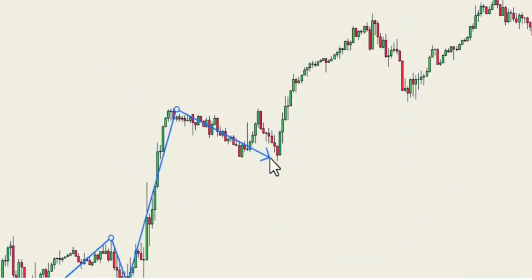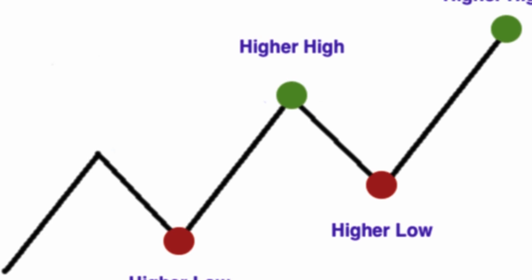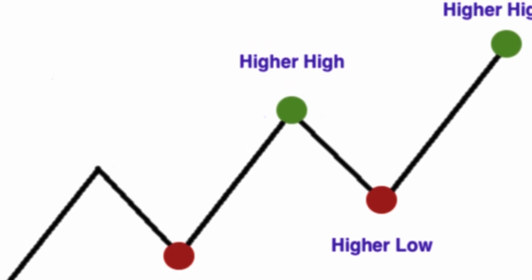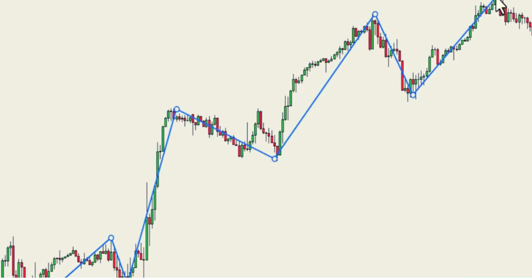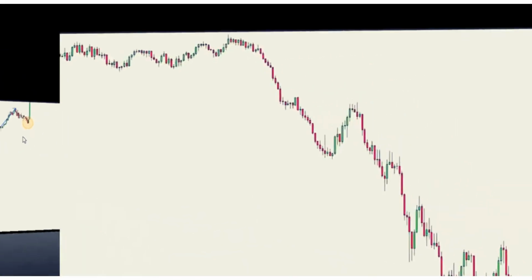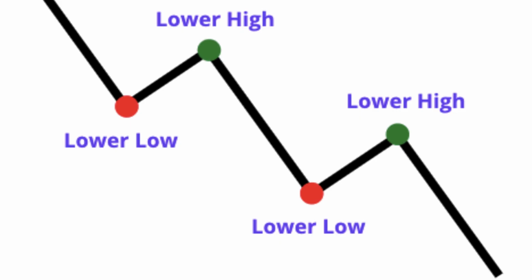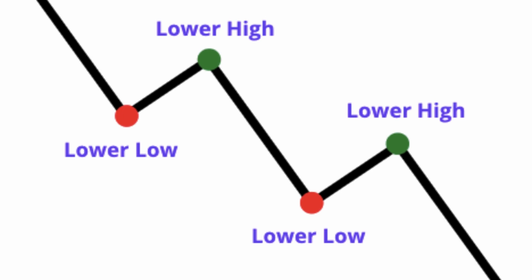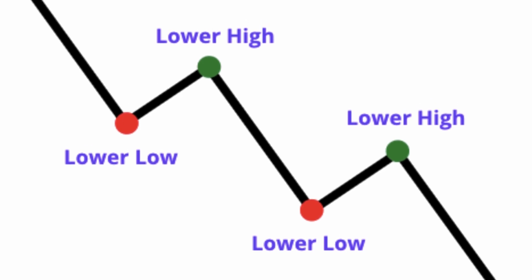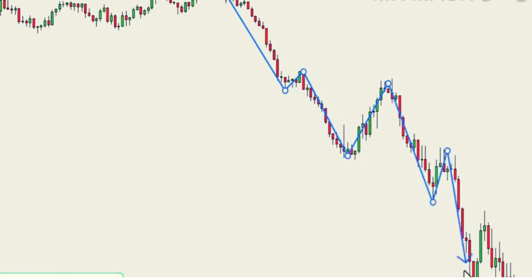In an uptrend, prices generally move upwards over time, and this trend is characterized by higher highs and higher lows. Each low formed in this trend is higher than the previous low, indicating the market's inclination towards bullishness. Downtrend. Conversely, in a downtrend, we have lower lows and lower highs in the market. Each high formed in the downtrend is lower than the previous high, indicating the market's inclination towards bearishness.